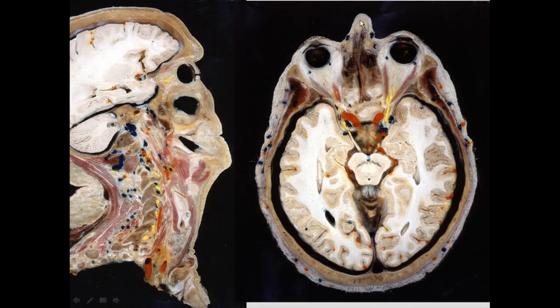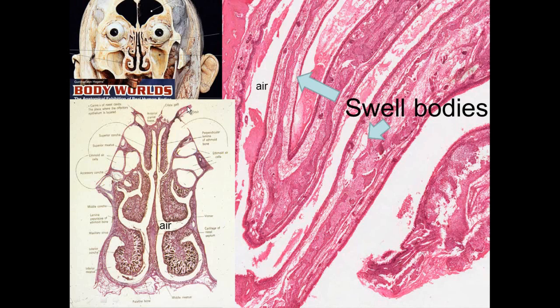Now, if we start with the nose, here we see the human nose. The individual, once deceased, was cut in half, and so you can see the nose between the eyes and the cavities of the nasal cavity. Here in Body Worlds, you can see a cut in a different profile, and you can see these turbinates. These are the three different turbinates in humans. And in these turbinates, here we see their swell bodies.